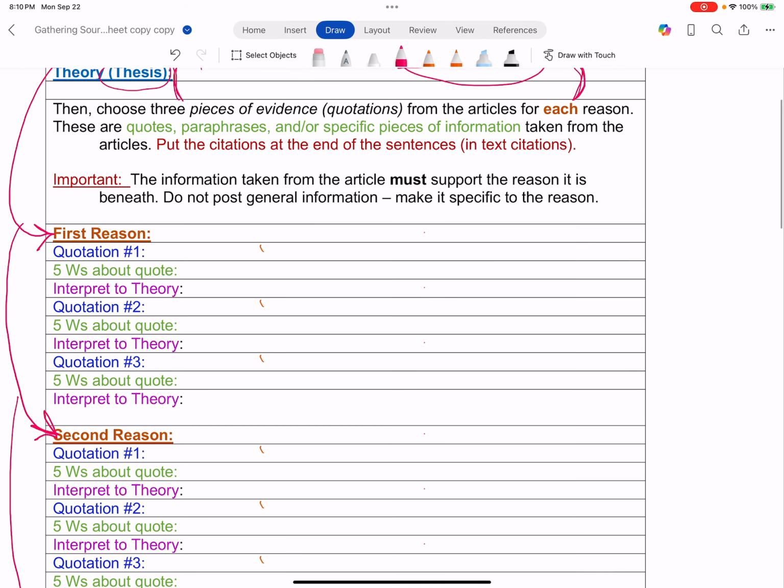Then after you do that, you go to your articles and you must space these out over the articles. You can't get a quotation from just one article or 2 articles. Space them out over several articles. You have to have 5 articles on your works cited page. So when I say quotation, I mean copy and paste a sentence from your article that substantiates your reason.